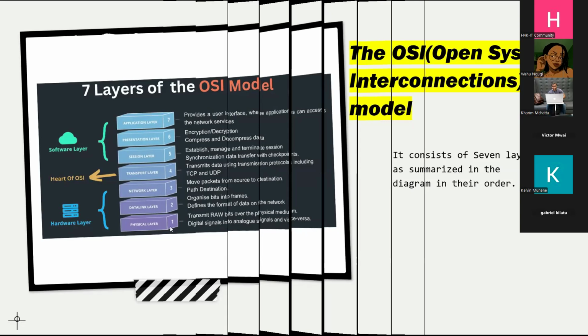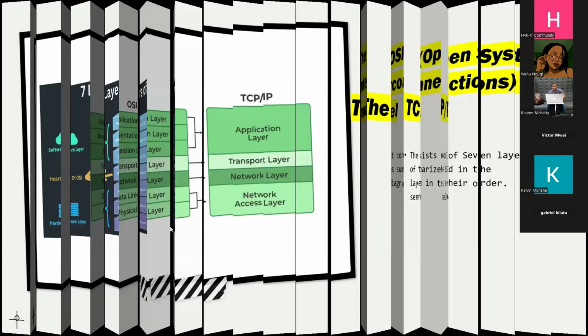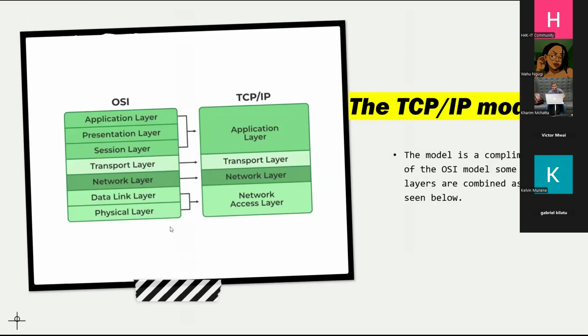And then the TCP/IP model is just a small summary. It's a summarization of the OSI model, as you can see. The application layer is a combination of the session, presentation, and application layers, put into one application layer. In the same way, the physical and the data link layers are connected into one to form a network access layer.